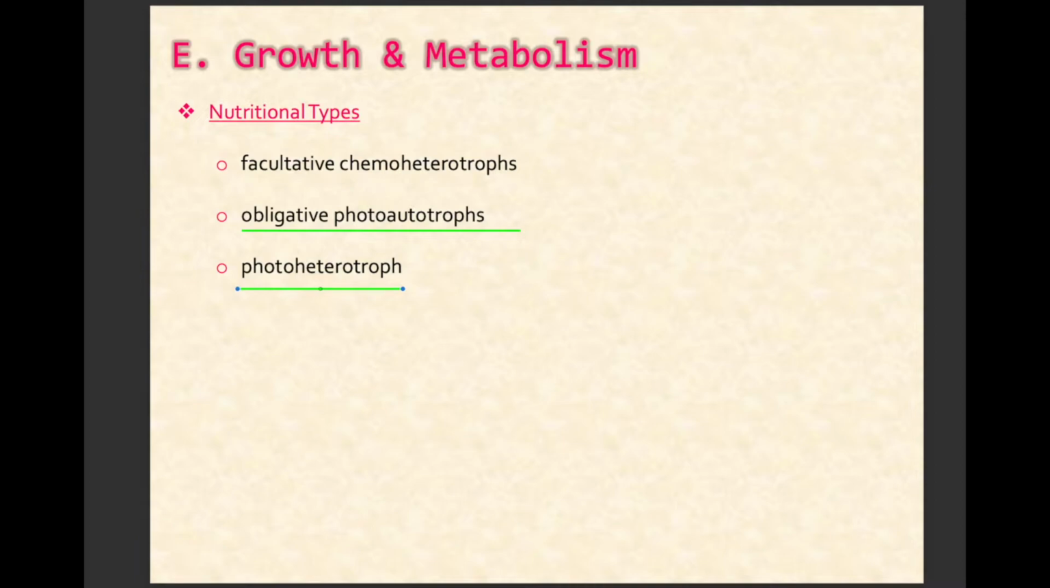We also have facultative chemoheterotrophs, which can change their preference from obligate photoautotrophic to a chemoheterotrophic mode of life cycle or nutrition if they are put in certain conditions where sunlight is absent. So those are your nutritional types.